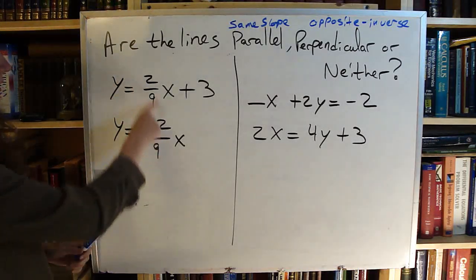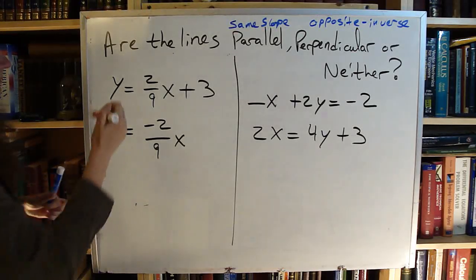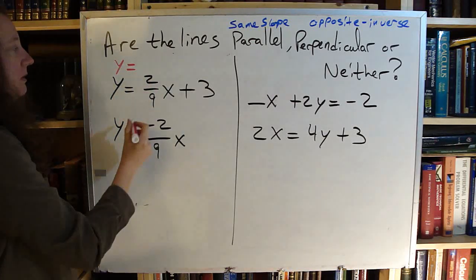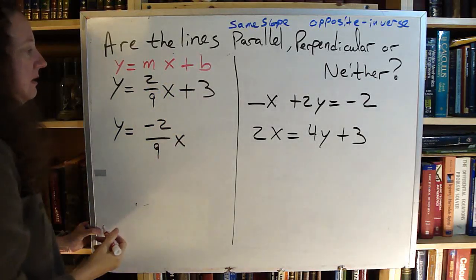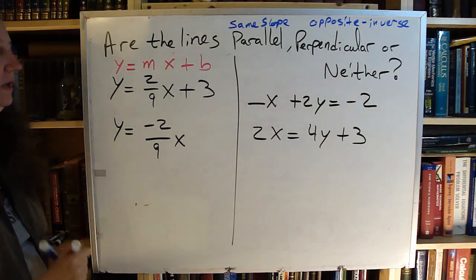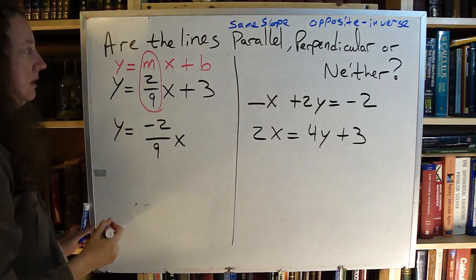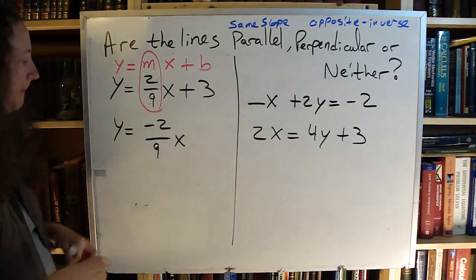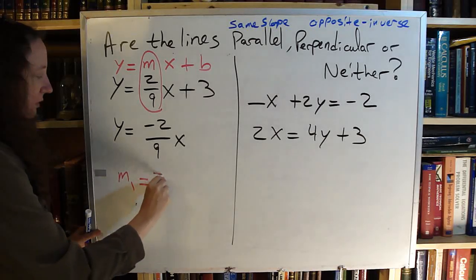So looking at this first one here, I need to find my slope. I see that this first equation of this first example looks like y equals mx plus b. That makes it really super easy to find out what my slope is. My slope for the first equation is 2/9. I'm going to write that down. Slope for the first equation equals 2/9.